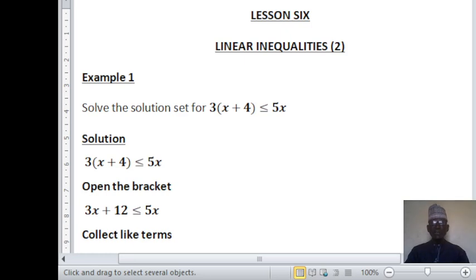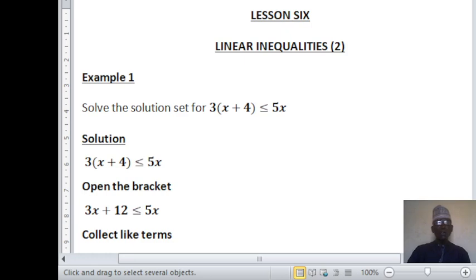We are in lesson 6, Linear Inequalities 2. Remember, we treated linear inequalities 1 in our previous lesson. In that regard, we saw the symbols that are used in solving linear inequalities, and even treated some examples. Symbols like greater than, less than, greater than or equal to, less than or equal to, and so on.